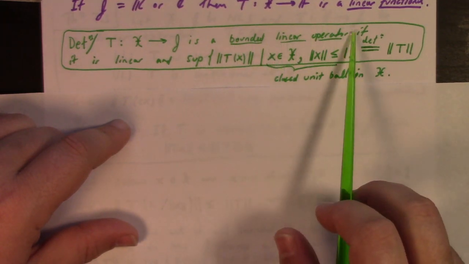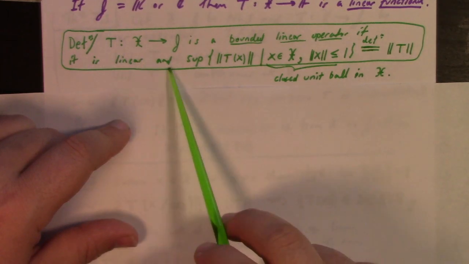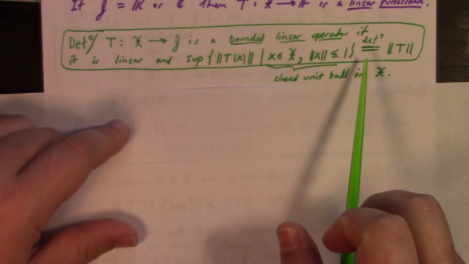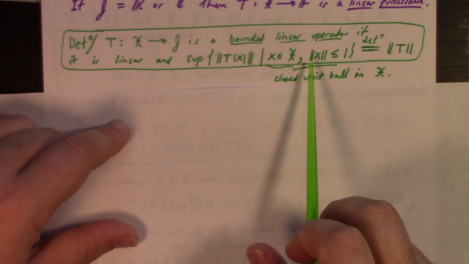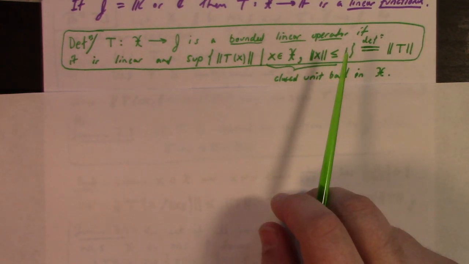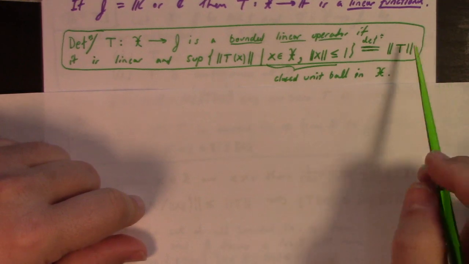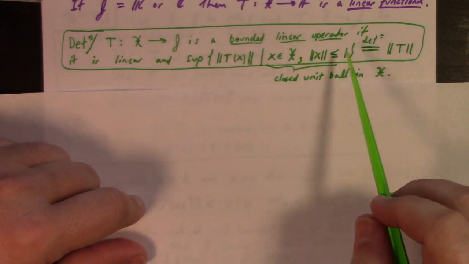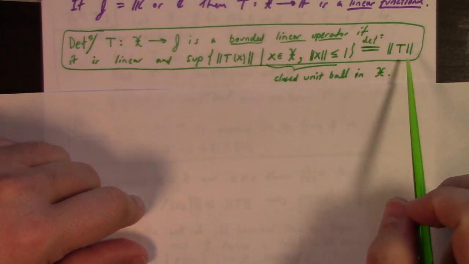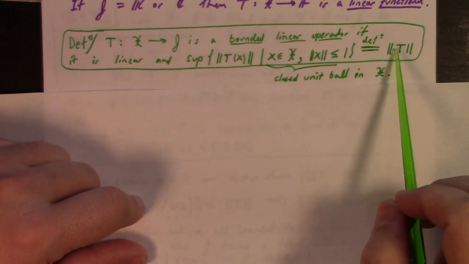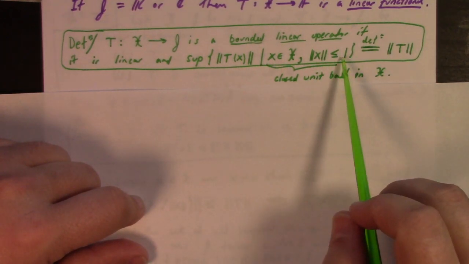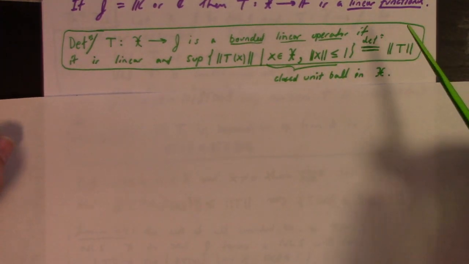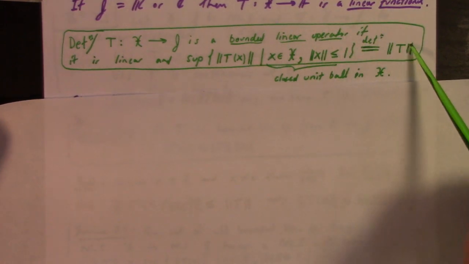It's said to be a bounded linear operator if it's linear, and the supremum of the norms of images taken from the closed unit ball in X, if this exists, then that's equal to the norm of T. I suppose, depending on the setup, this could be infinite. It depends on what we've agreed to allow for our supremum. Some books allow supremums to be infinity as well. But certainly for T to be bounded, this would be finite.